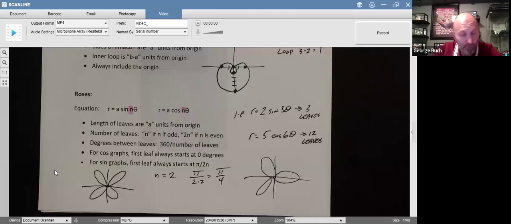So that's really what you guys are going to have to know. Based on the equation, tell me, is it a cardioid pointing up, down, left, right? Is it a limacon pointing up, down, left, right? Or is it a rose, and how many leaves does it have? So that's what you need to know for this. Come on back and we will look at some examples.